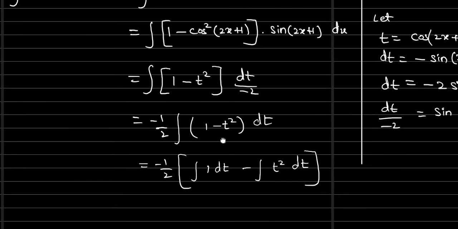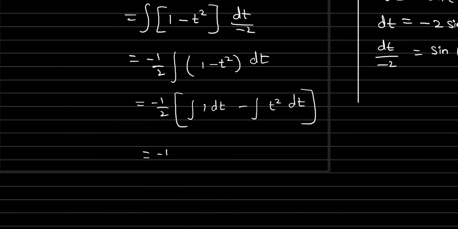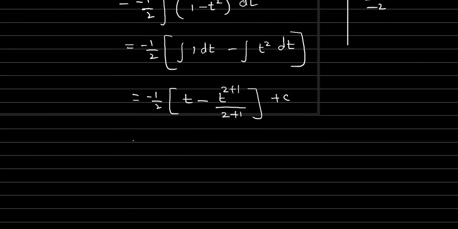Now integral 1 dt is what? Only t, minus 1 by 2. Integral 1 dt is t minus, using the exponent formula we proceed with the integration, x power n plus 1 by n plus 1. So whatever we have for the power, we add plus 1 and repeat the same power in the denominator, and then plus c. So minus 1 by 2 into t minus t cube by 3 plus c.